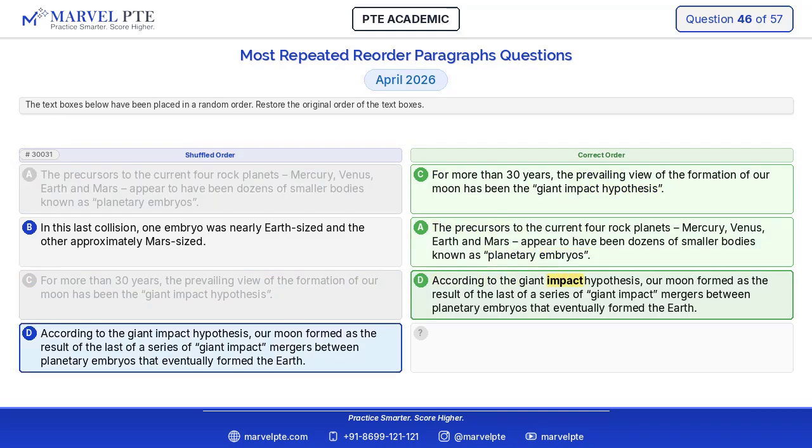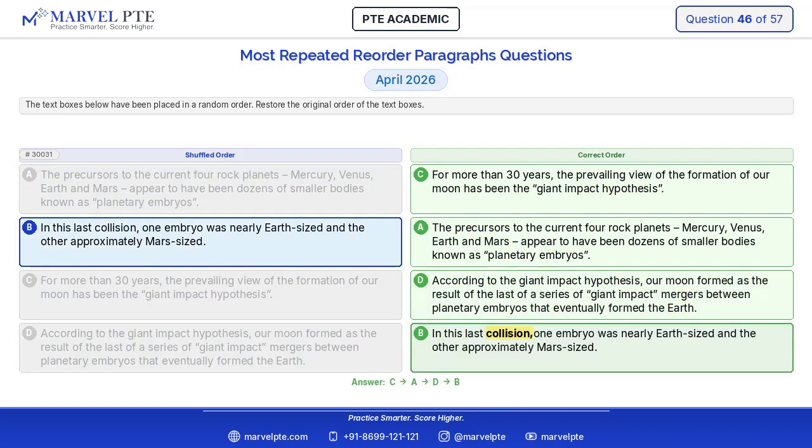According to the giant impact hypothesis, our moon formed as the result of the last of a series of giant impact mergers between planetary embryos that eventually formed the Earth. In this last collision, one embryo was nearly Earth-sized and the other approximately Mars-sized.